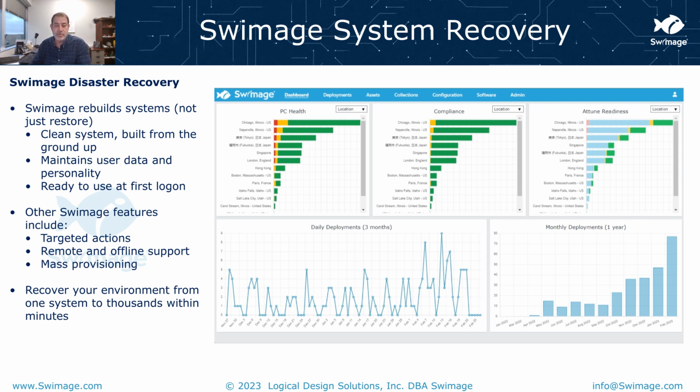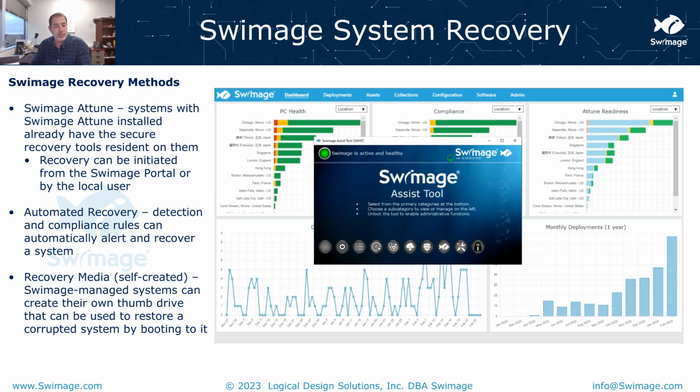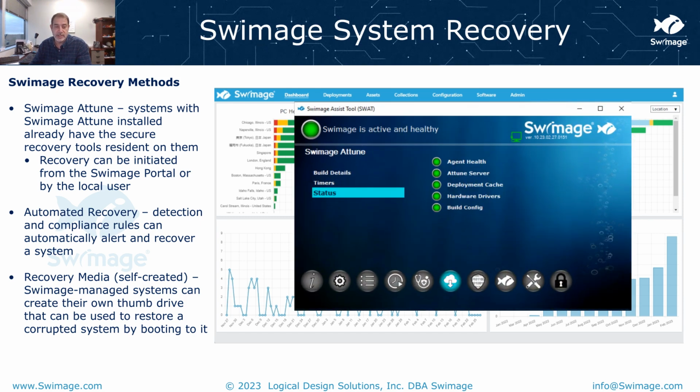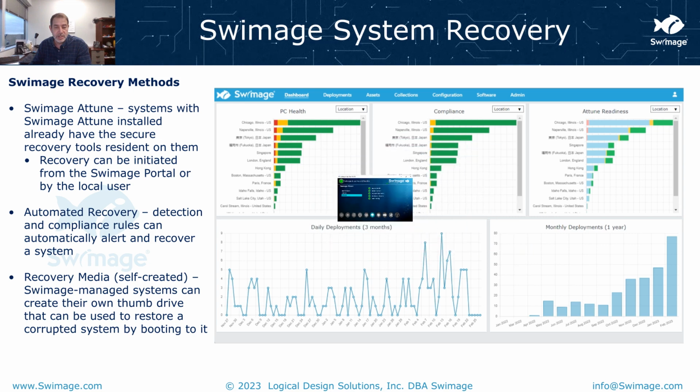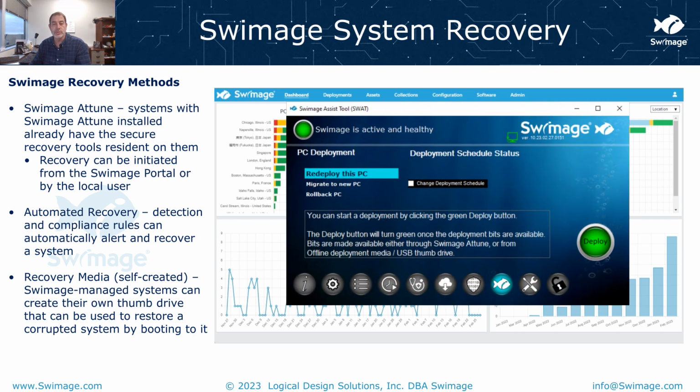With targeted actions, remote and offline support, as well as mass provisioning, Swimage will give your IT team the tools they need to recover your environment from one system to thousands within minutes. Swimage tools can be delivered and initiated in whatever way necessary to get your systems back online. With Swimage Attune in place, the systems will already have our secure tools resident on the system. Recovery can be initiated from the Swimage portal or by the local user. Detection and compliance rules can automatically alert and recover a system.